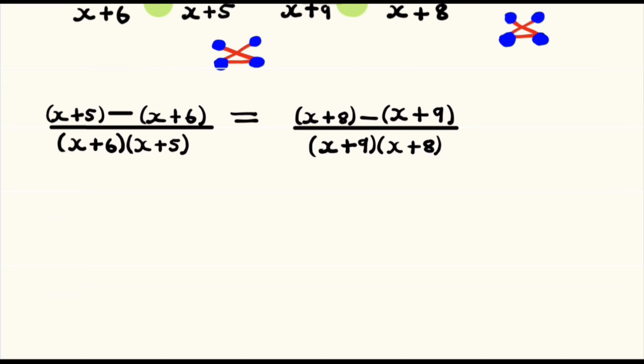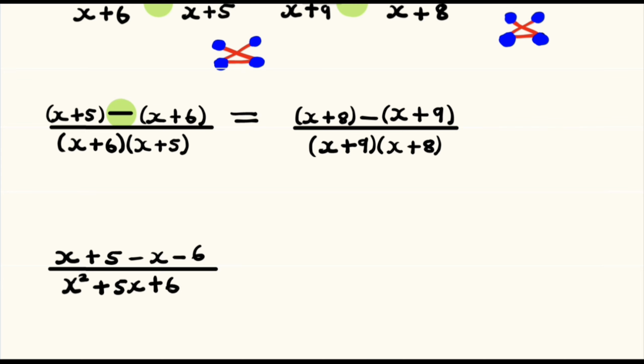On the left hand side, our numerator will be equal x plus 5. We distribute that negative, so negative multiplied by x is negative x. Negative multiplied by positive 6 will be equal negative 6 divided by, in the denominator, let's distribute that x. So x multiplied by x will be x squared. X multiplied by 5 will be equal positive 5x. 6 multiplied by x will be equal 6x. And 6 multiplied by 5 will be equal to 30.